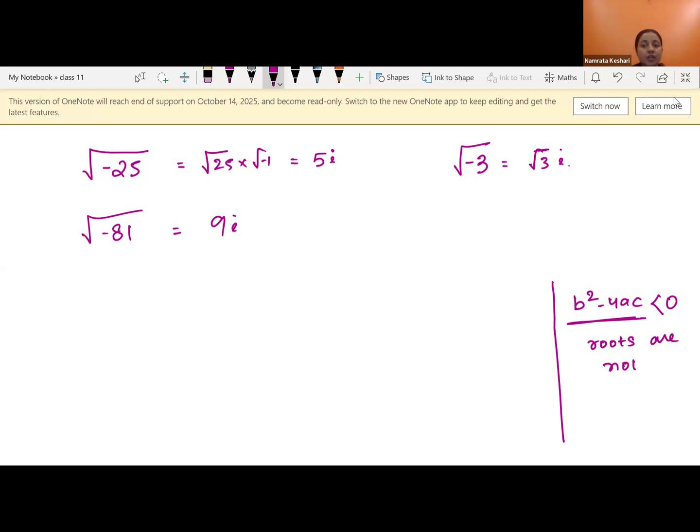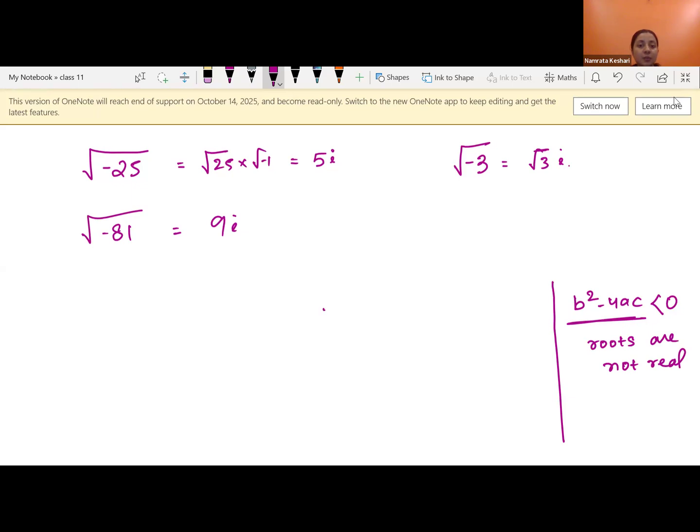When roots are not real, then what? This was beyond your scope in class 10. You just learned that this is the situation which says roots are not real, just that. Students never asked that if it is not real, then what is it? It was beyond your scope at that time. Now, I am telling you when roots are not real, then it is imaginary.